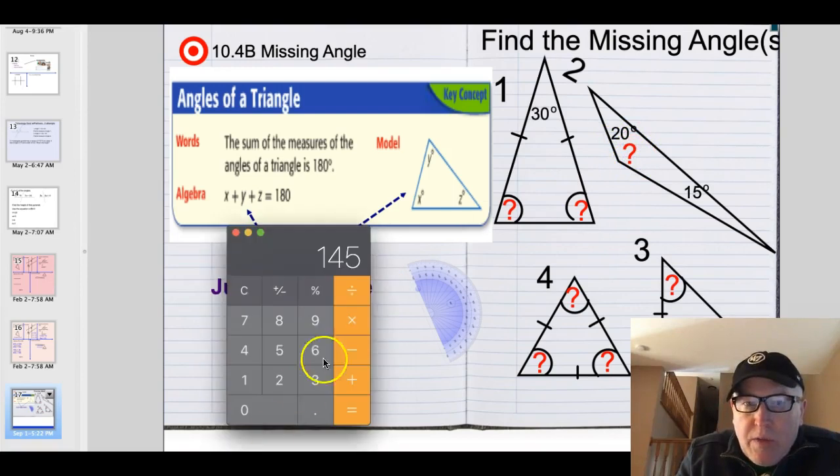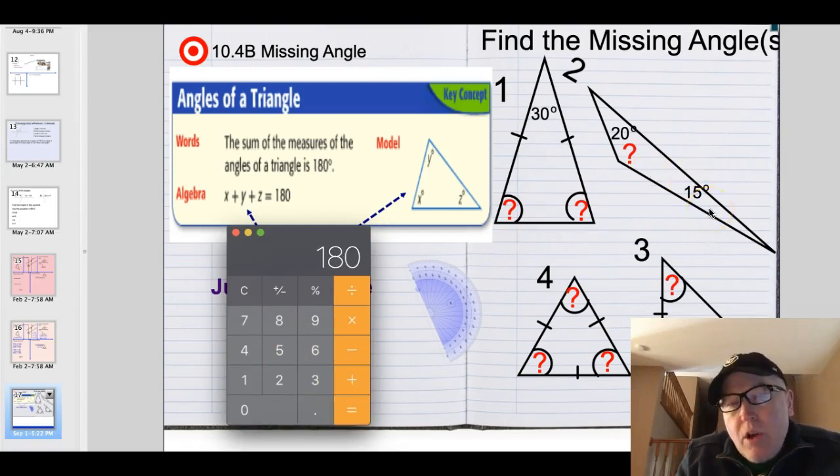Okay, you can check your work if you'd like. I usually do. Just add 15, and then add that 20 back in and see if you get to 180, and we do. So there we go. That's all you do.